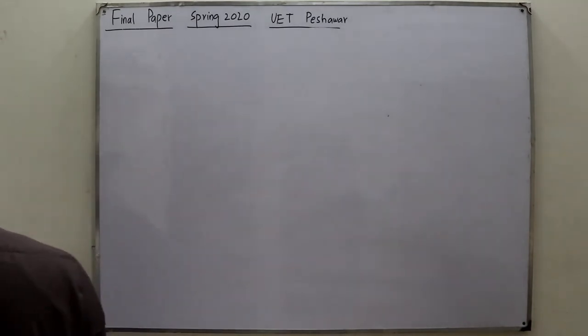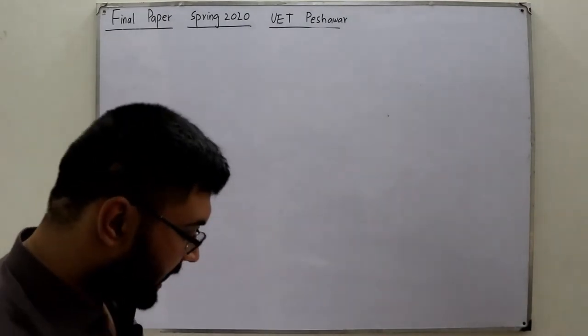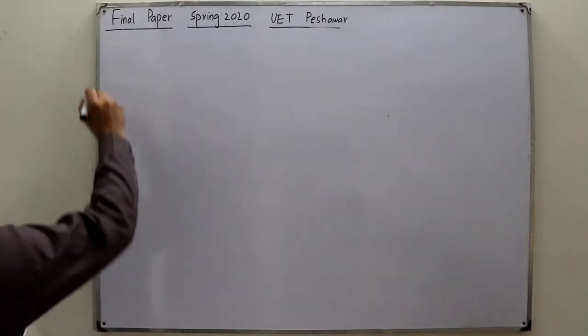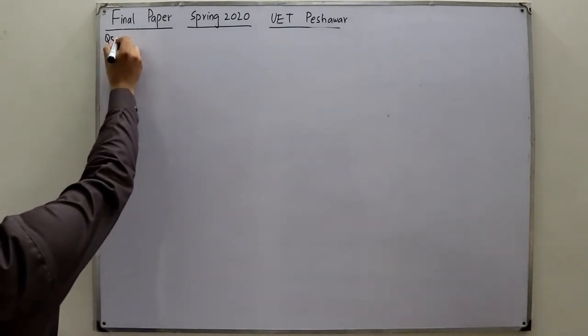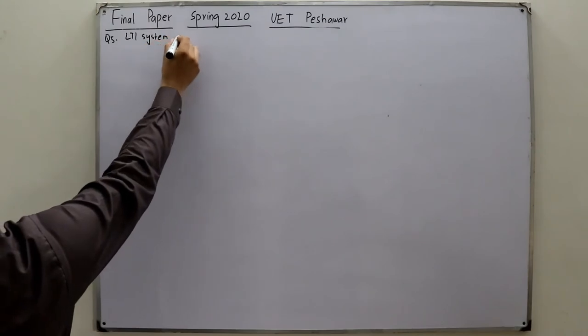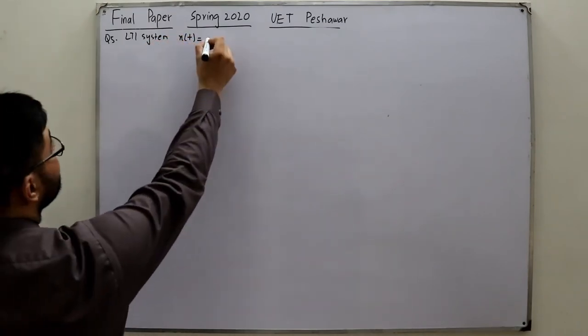Okay, so what do we have next? The last question. Question number 5. We are given an LTI system with the input x of t is exponential of negative t u of t.